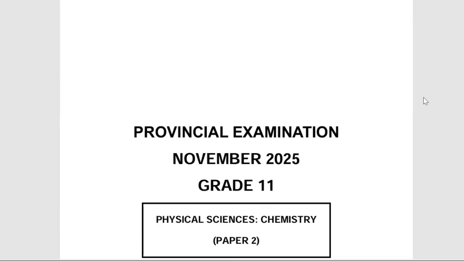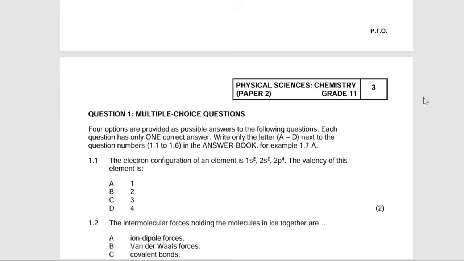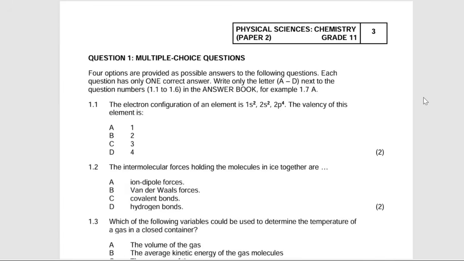Good day, grade 11s. Today we are going to go through a provincial examination, November 2025 paper. It's paper 2, chemistry. Just to go through it, I'm going to scroll through the first page, which is our instructions and all, then proceed to the multiple choice questions. So now we're having our multiple choice questions.